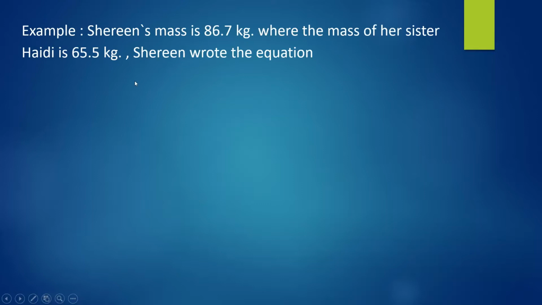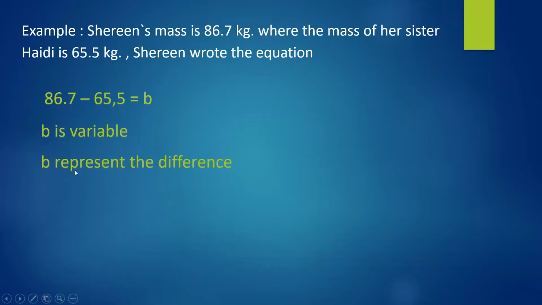Example: Shireen's mass is 86.7 kilograms, while the mass of her sister Heidi is 65.5 kilograms. Shireen wrote the equation. She needs to find the difference between their masses. So we will write 86.7 minus 65.5 equals b. This is the equation.